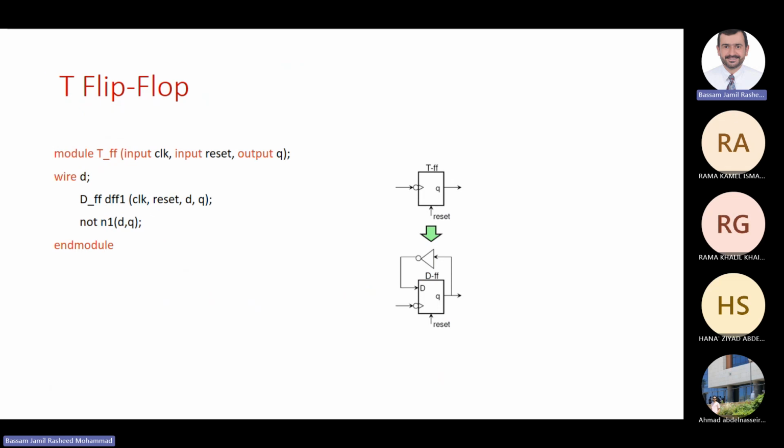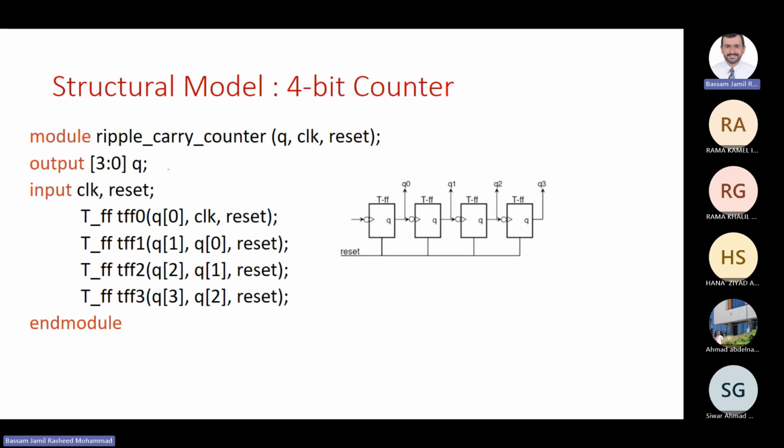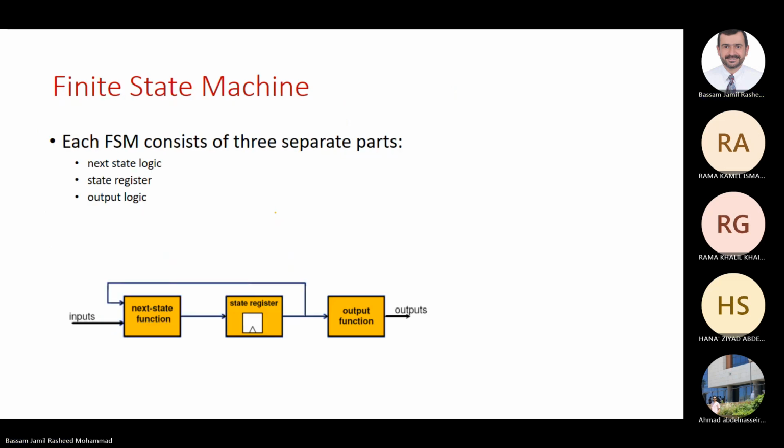Now we can get somewhat fancy here, and we can implement T flip-flop using the D flip-flop that I learned. And from your digital class, you understand that this is the implementation of a T flip-flop. So I can implement the T flip-flop right here structurally using a D flip-flop and an inverter, okay? And from the T flip-flop, I can implement a counter. Again, this is from your logic class. This is a 4-bit counter, so I can instantiate 4 T flip-flops, okay? All right, so the inputs will be the clock, the reset, and the output will be the output of the counter.